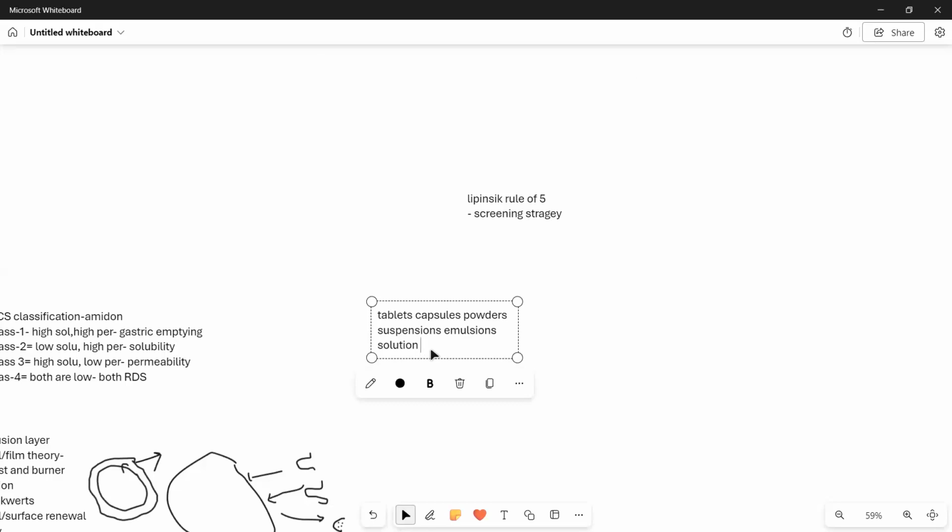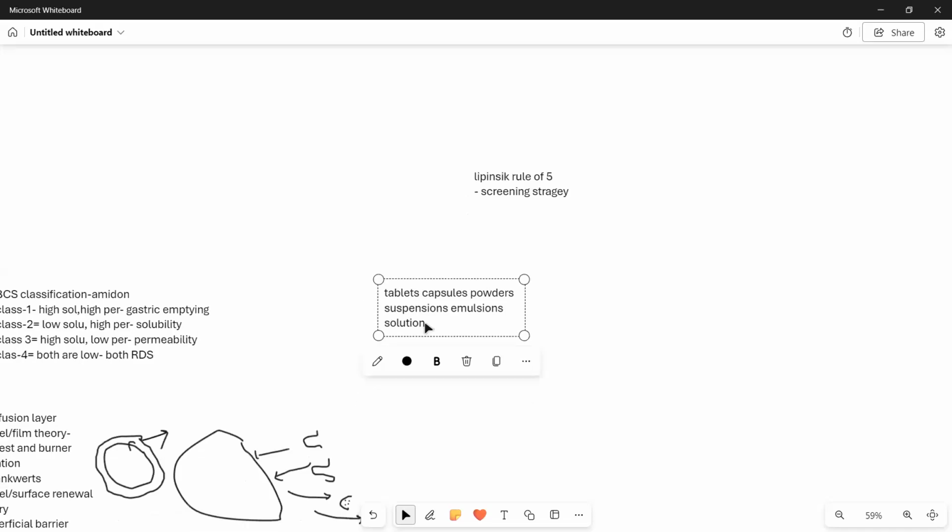Emulsion, suspension, capsule, tablets. Okay, great. While coming to the tablet also, the film coated tablets, then enteric coated, then sustained release, everything.